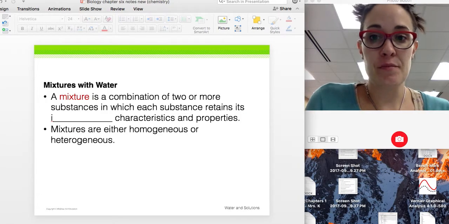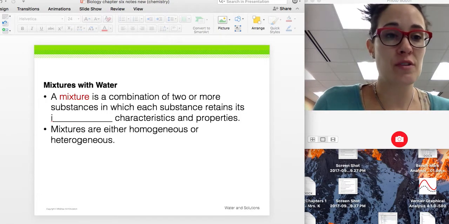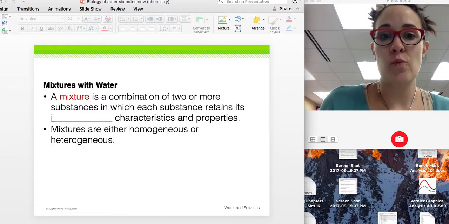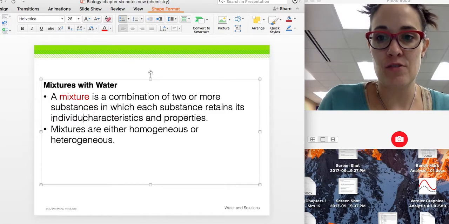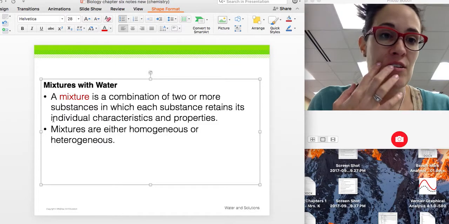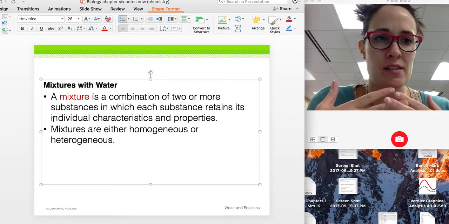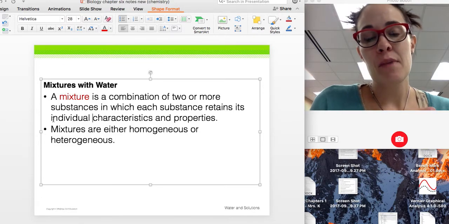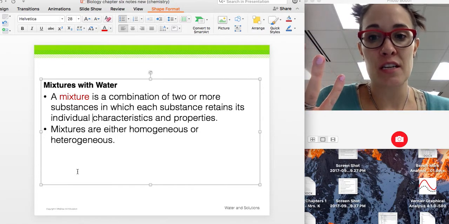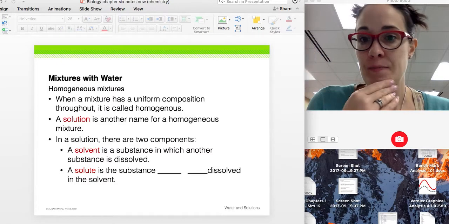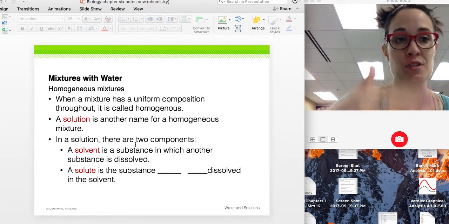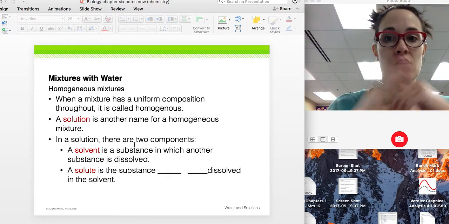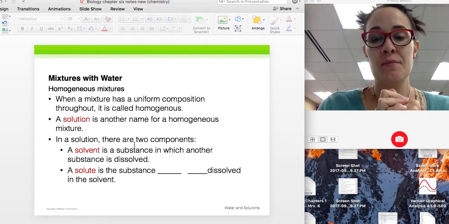Mixtures. A mixture is a combination of two or more substances, so put them together, and each substance still retains its individual characteristics and properties. So it doesn't become something else when mixed together. Mixtures can be heterogeneous or homogeneous.